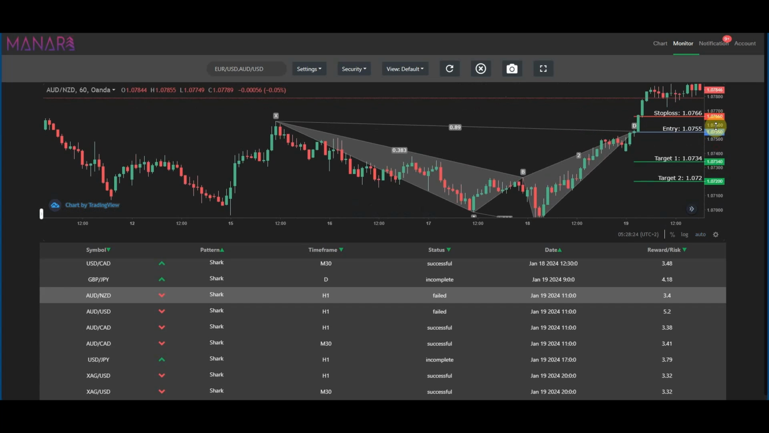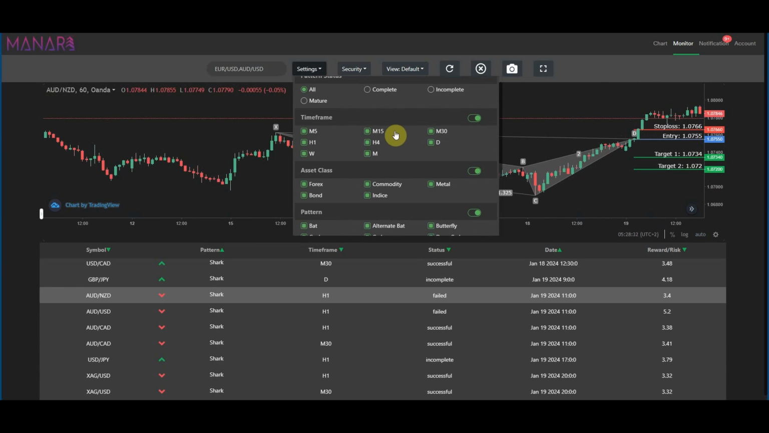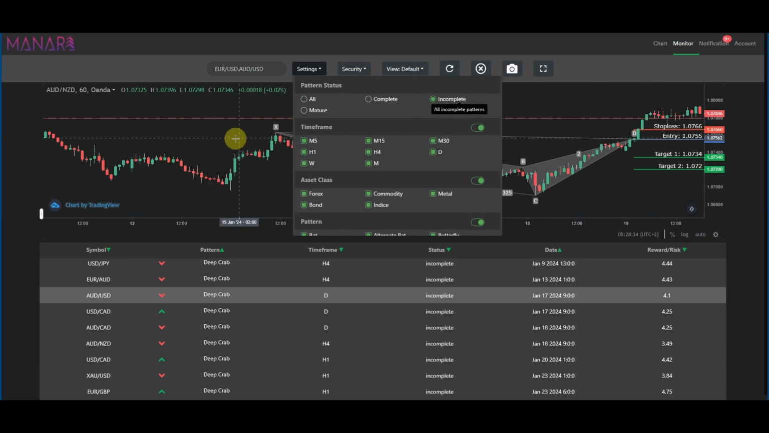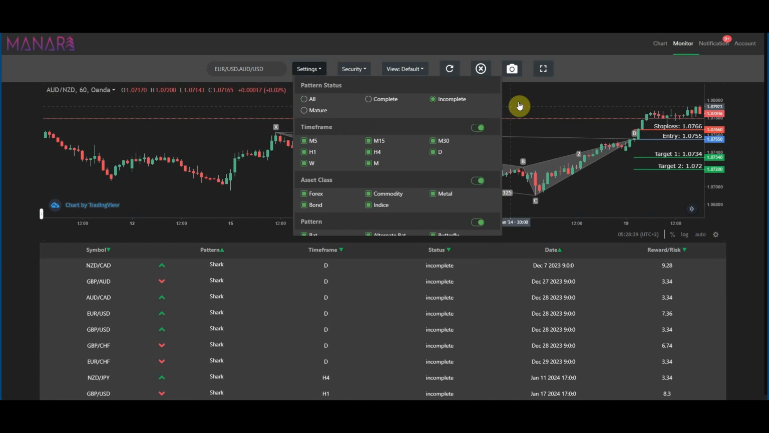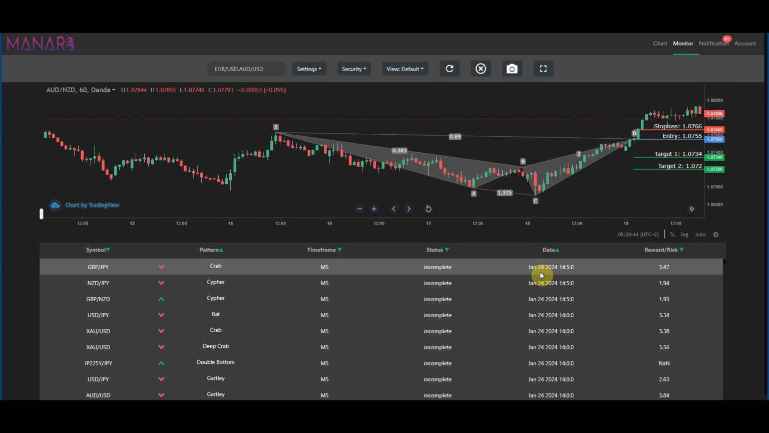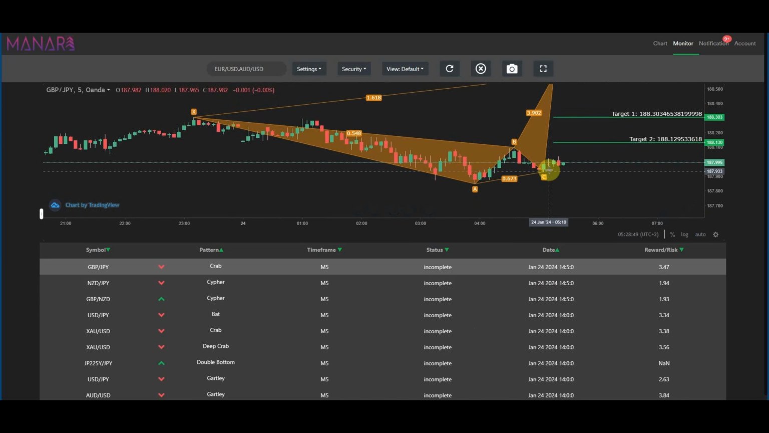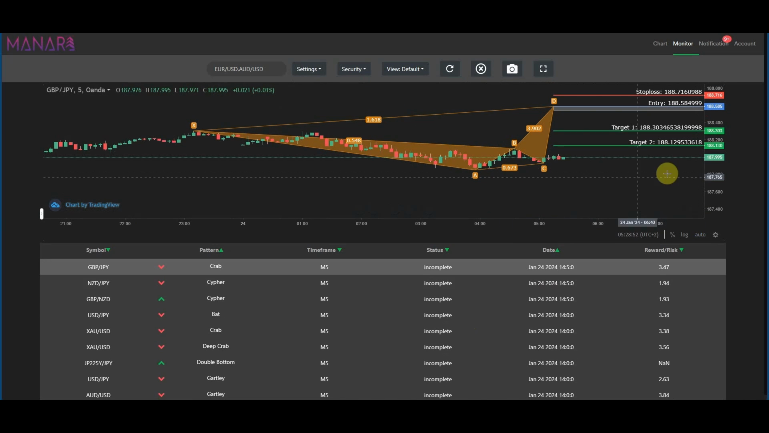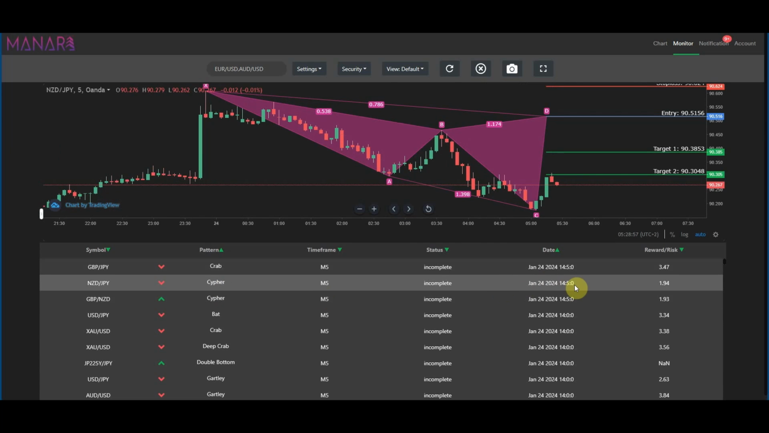So maybe there's a hidden message in this tool and in the notification framework that perhaps you only want to view incomplete patterns, which you can do. So I've selected all incomplete, and I'm just going to come back up, set the date to the most recent. So we've got 5 minutes, incomplete, and let's say I'd get long on the pound yen, New Zealand yen. Obviously I'm a little late on this one, that's already taken off.